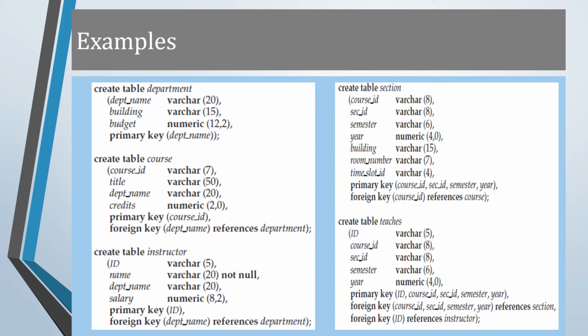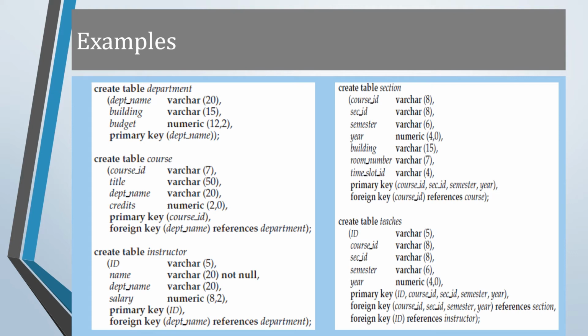So these are some examples which give the syntax of how to specify the primary key and foreign key in SQL Server. Here the department consists of the department name as the primary key. The course consists of the course ID as the primary key and the department name as the foreign key, which refers to the table department. Similarly, the instructor consists of the primary key ID and the foreign key department name, which references the department as the referenced relation.